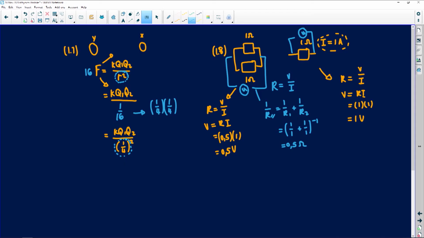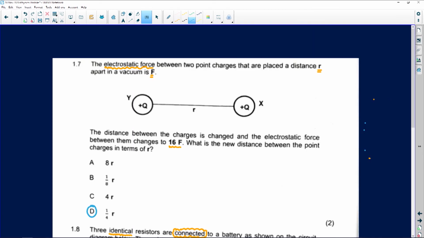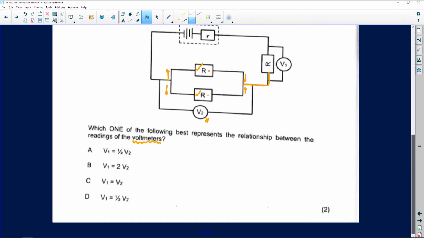So let's see. V2 is 0.5. V1 is 1. What does this tell us? This tells me that V1 is twice that of V2, because 0.5 times 2 will then give you 1. So V1 is twice of this one. Let's go see if we have an option that says it's twice of that. And there we are. So this then will have to be number B. The voltmeter reading of this one is twice of that of V2.